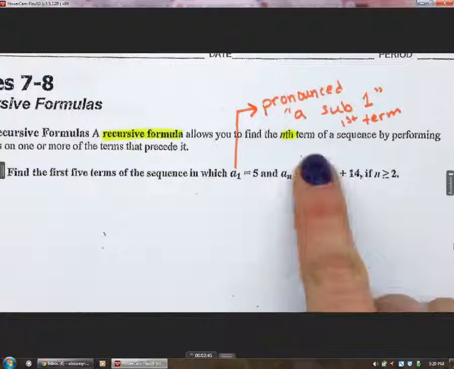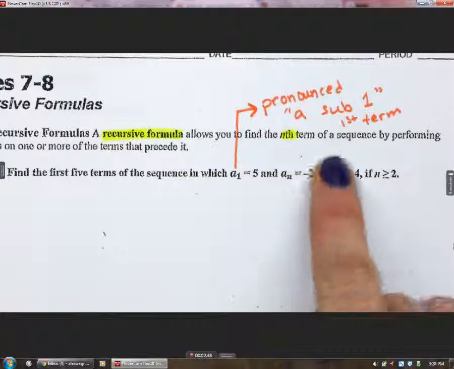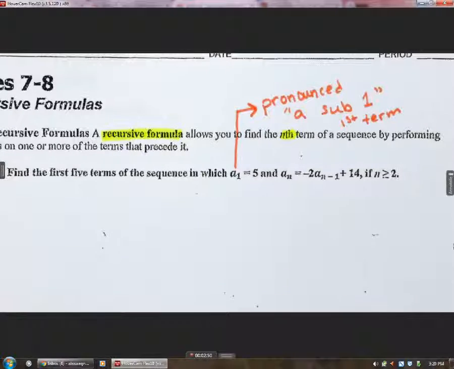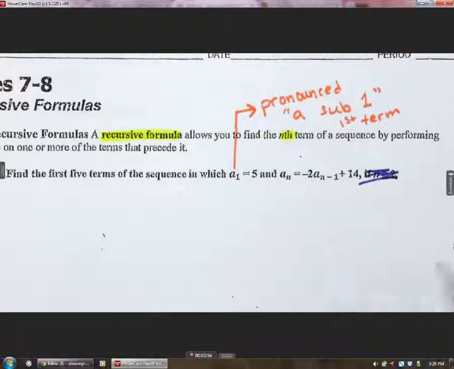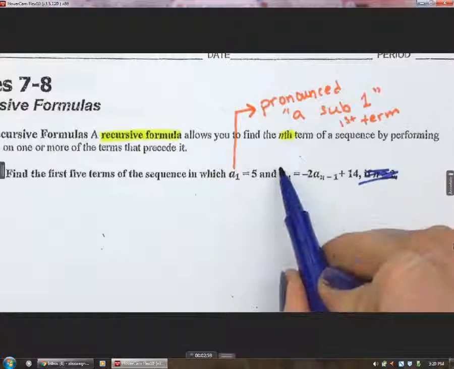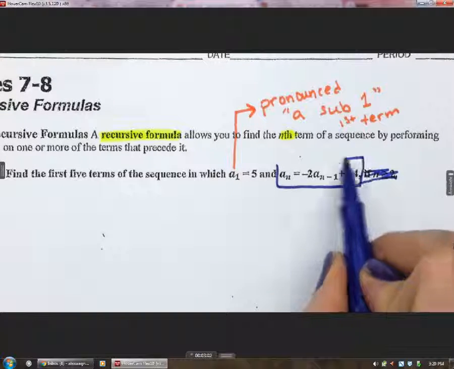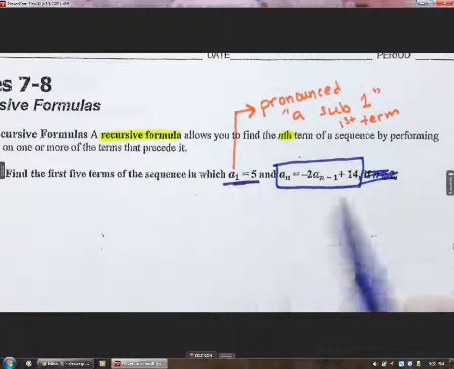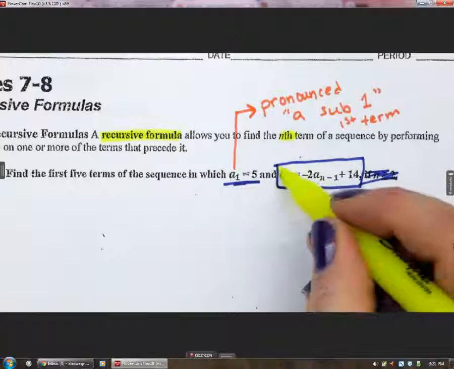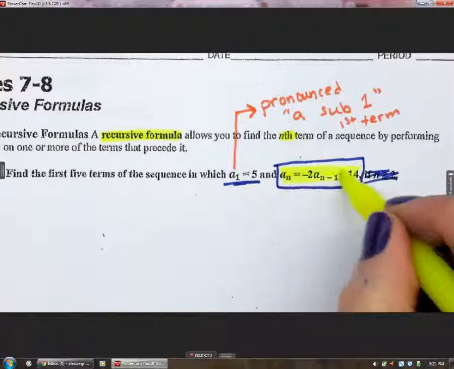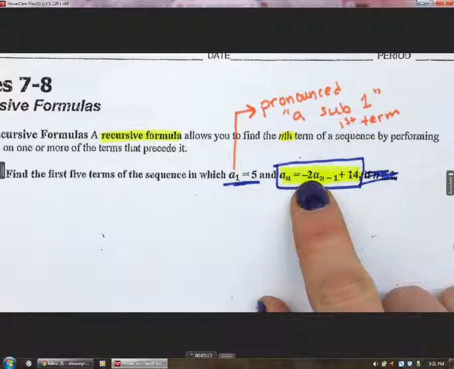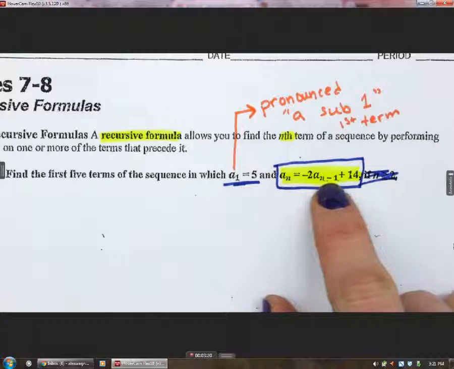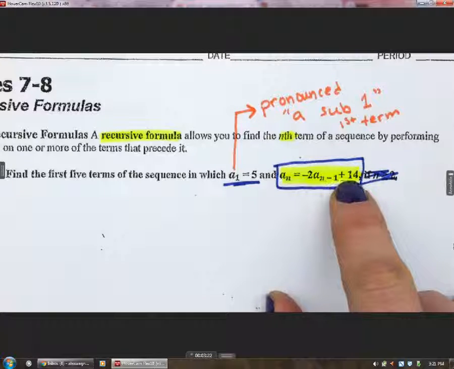equals all of this madness, okay? I don't want you to be too worried about this. I'm going to help you understand what it means. Also, this part right here, just don't even worry about that. But this equation is what we're looking at. And maybe I might even use a highlighter just so we can see it. That's the equation that we're using. A sub n equals negative 2 times a sub n minus 1, that's all in the sub, plus 14 at the end.